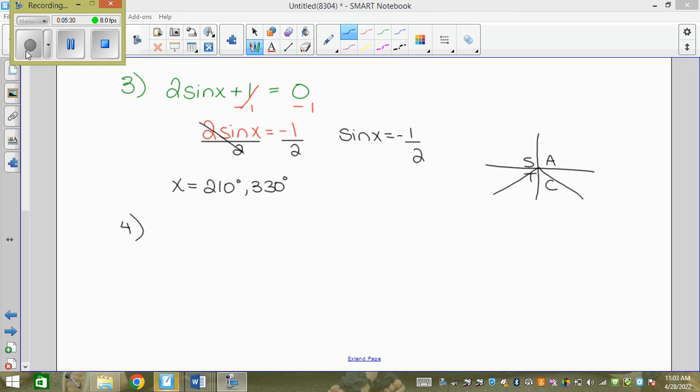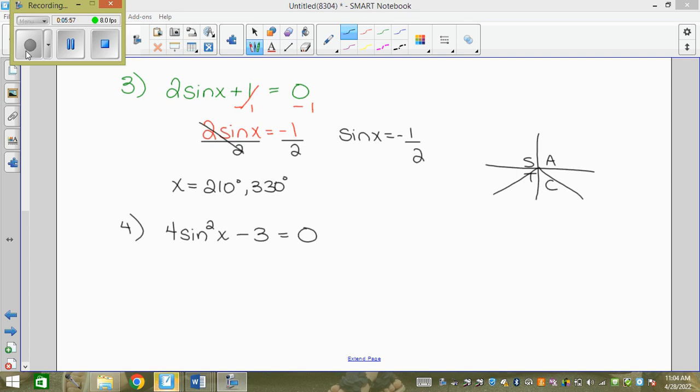Okay, what if I give you this? You ready? So we get 4 sine squared x minus 3 equals 0. So it looks more intense, but I still have to do what?